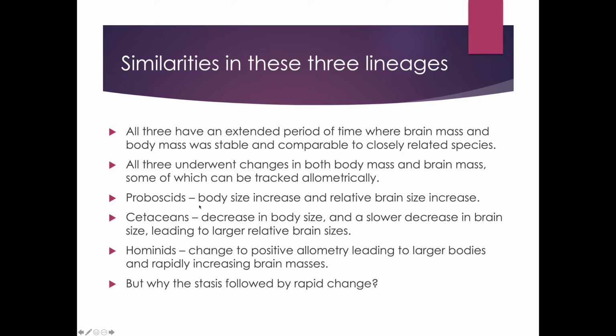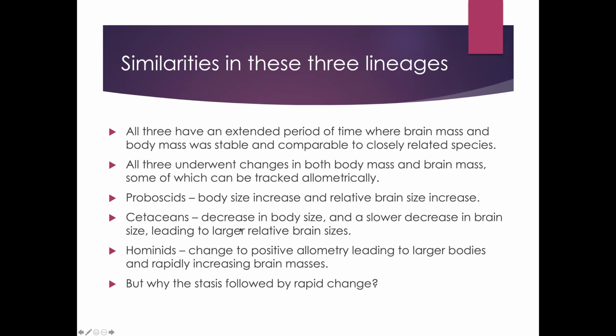Okay, so similarities in these lineages. All 3 have this extended period of time when brain mass and body mass are stable and comparable to closely related species. All 3 lineages underwent changes in both body mass and brain mass. Some of these can be tracked in an allometric fashion. For the proboscids, or the elephant lineage, there were body size increases and a few relative brain size increases, but quite minor compared to some of the other species. This is when we can track the changes mostly with allometry, but there are exceptions, which Julien's shown very nicely.